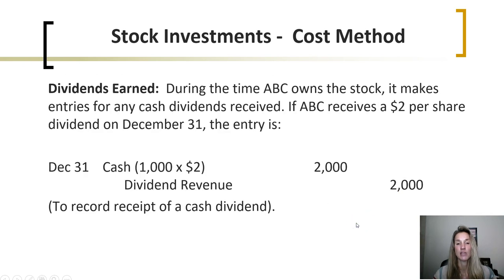If dividends during the year are earned in the amount of $2 per share, the cash dividends received would be debited to cash, 1,000 shares at $2 per share, debiting cash for $2,000, and credit dividend revenue for $2,000.